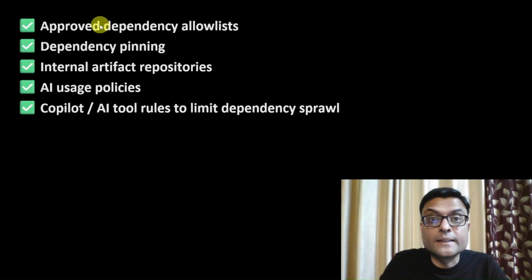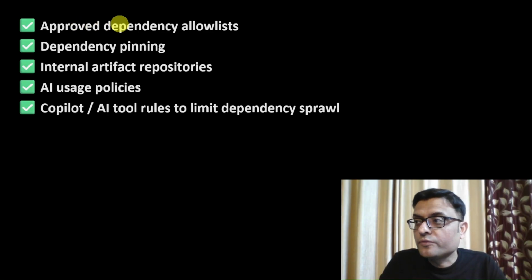Some of the guardrails can be an approved dependencies allow list, dependency pinning, internal artifact repositories, AI usage policies, and Copilot or AI tool rules to limit dependency sprawl. AI should assist developers and not weaken supply chain security.